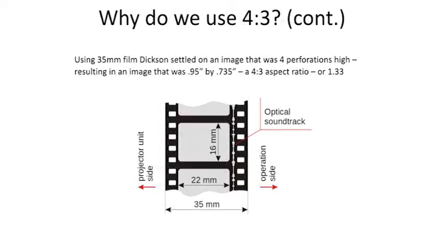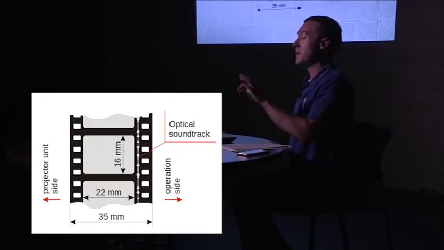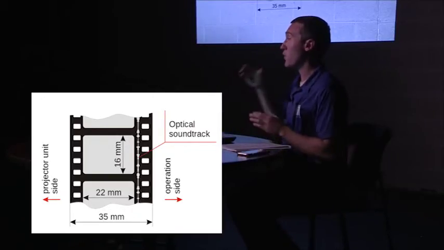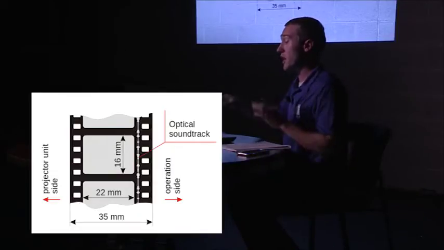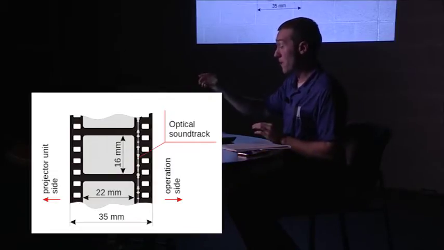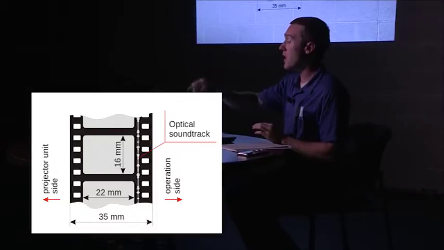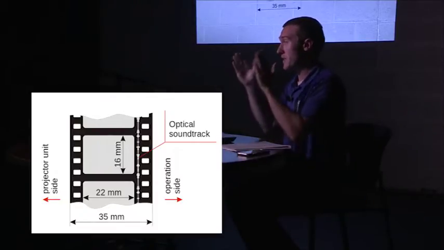The first film, 35mm film, that Dixon settled on, he created an image on this film that was 4 perforations high, resulting in an image that was 0.95 inch by 0.735 inch, a 4:3 aspect ratio. So if you look at this image here, the first film that somebody created an image on, the 4:3 aspect ratio was created because of the size of the image.